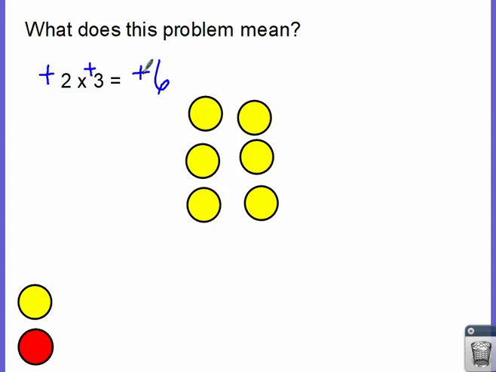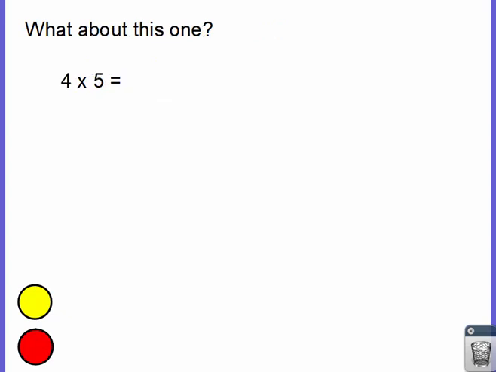So if 2 times 3 means two groups of positive 3, what would 4 times 5 mean? 4 groups of positive 5. Okay, so if I had 4 groups of positive 5, now I'm not going to pull those out, but if I had 4 groups of positive 5, we would end up with a positive 20. So again, a positive times a positive gives me a positive answer.